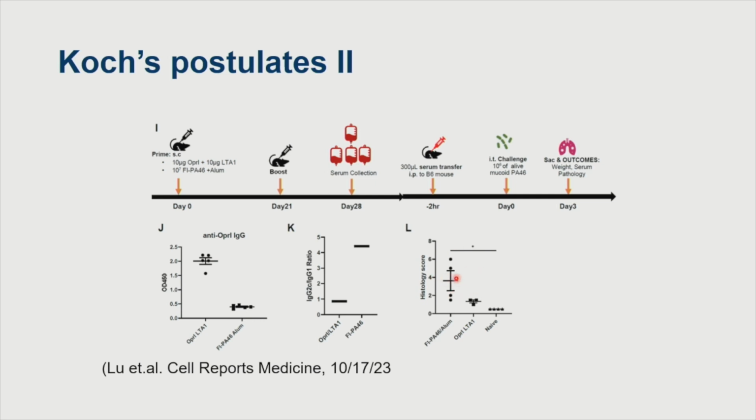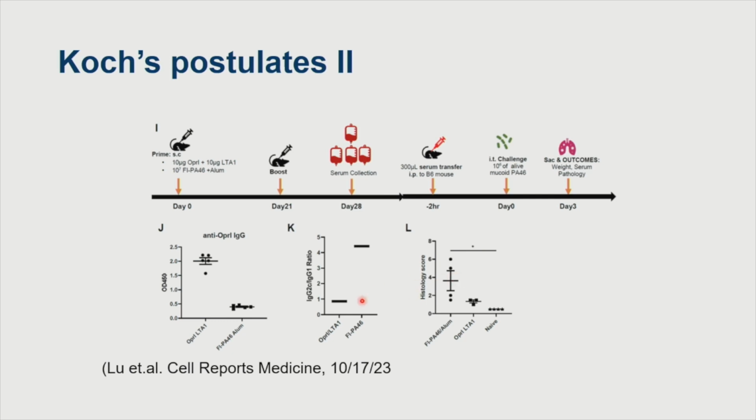And what Xiping went on to do is transfer these antibodies into Rag mice, and she could recapitulate the phenomenon. So Rag mice don't have any T cells or B cells, so the only antibody they have is what you give them. And those mice also had worse lung pathology, suggesting that it was the humoral response to this vaccination that was driving lung disease.